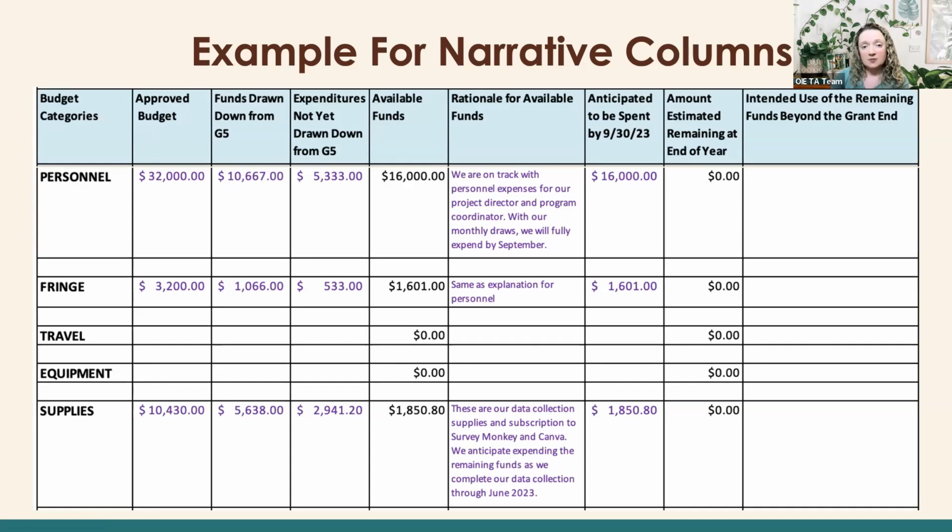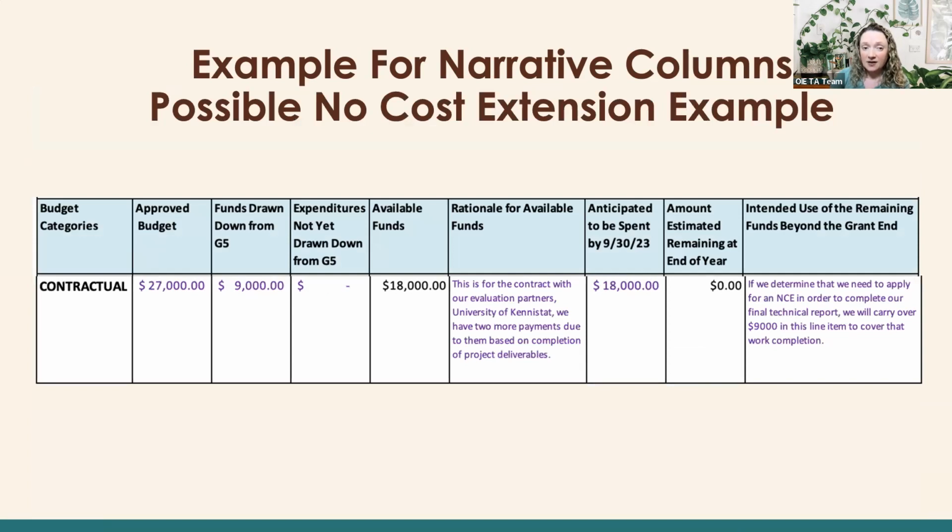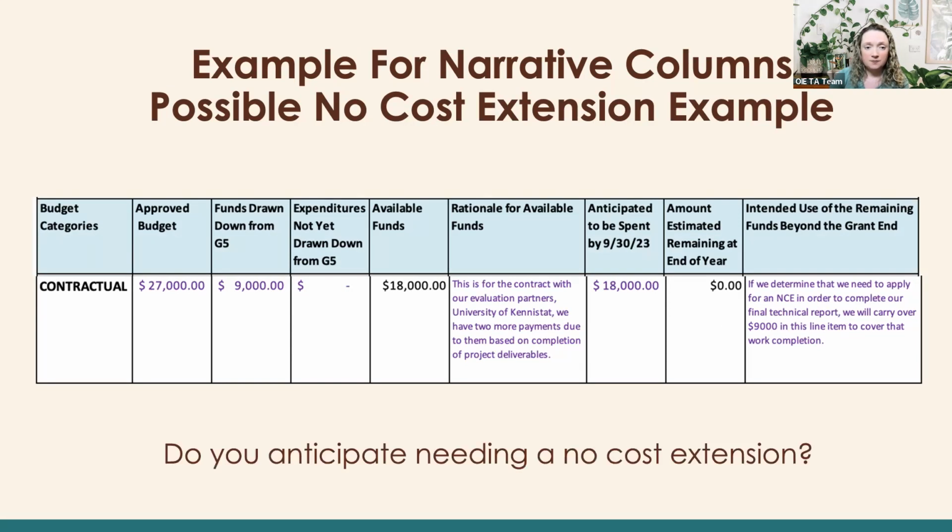However, in our other example, if we think we may have a no cost extension, here I'm saying, you know, I think I can get it all spent, but I'm really not sure. I may have to actually keep some money here. If so, I would keep 9,000. And this is what I would do with it. So give us that heads up.